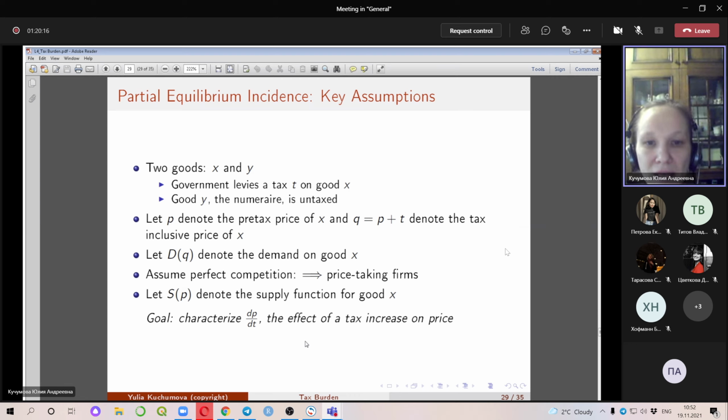And then we need to distinguish between the pre-tax price, or supplier price, and the after-tax price, or inclusive price, that is the consumer price. And we denote this last thing by the letter Q.